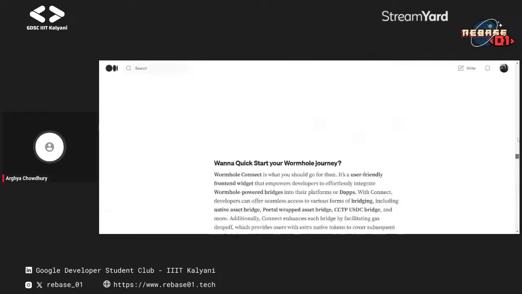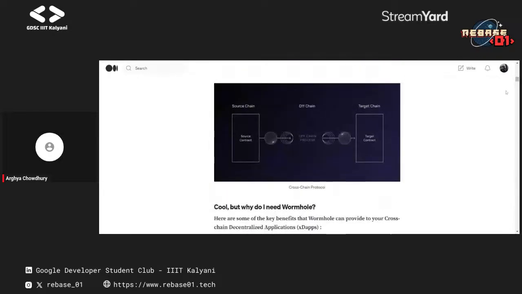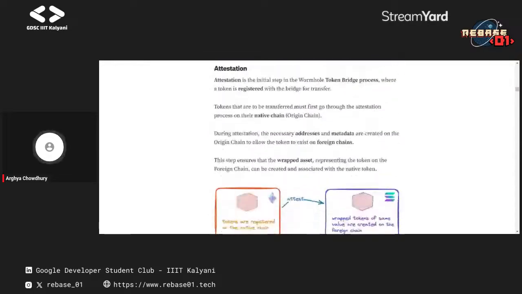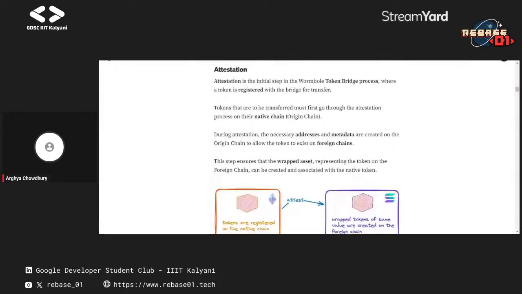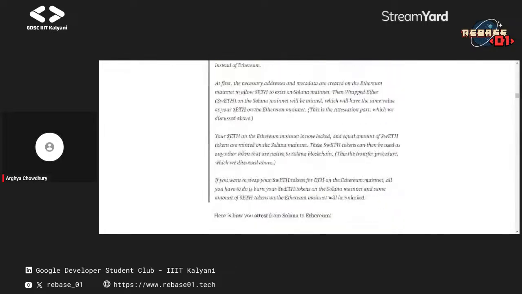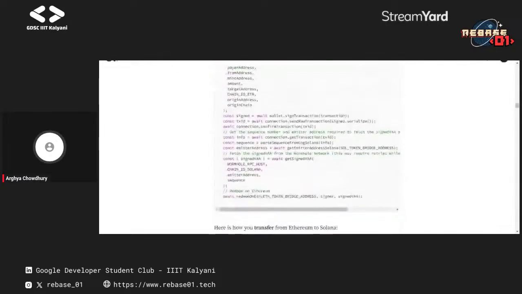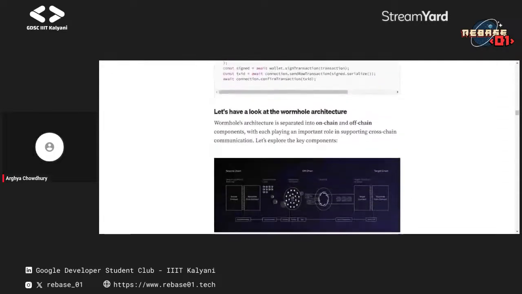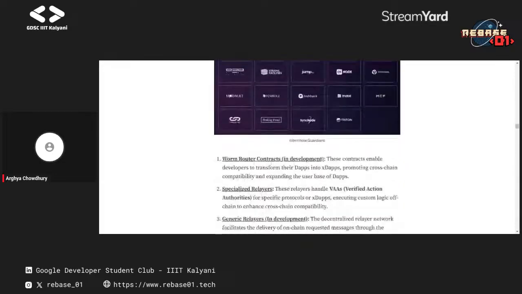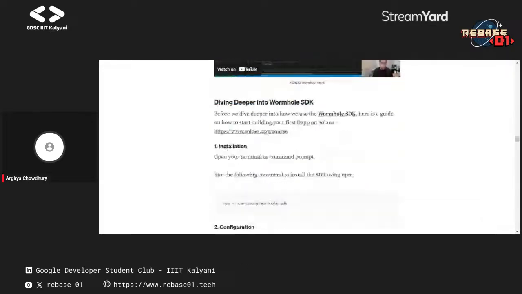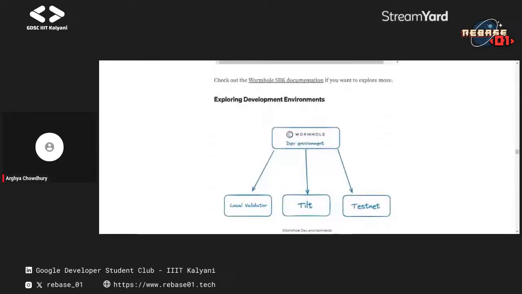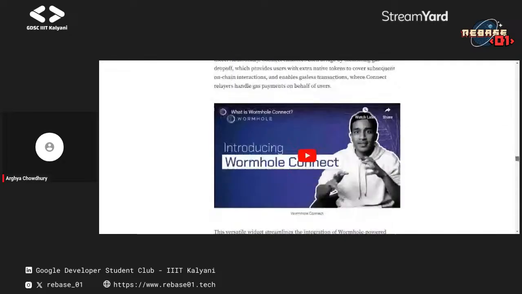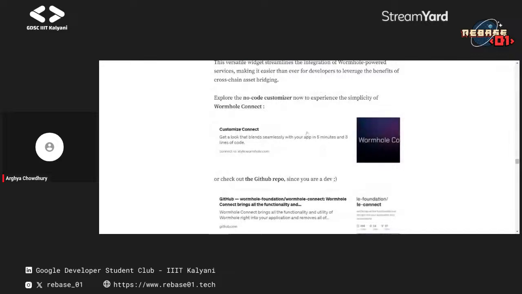Okay. This is the whole architecture where I have talked about what attestation is, what transfer is, and how you can even attest from Solana to Ethereum and all that. You guys can definitely go through all this. Also, what I'm trying to show is, hold on, check this out. Let me stop my screen once.